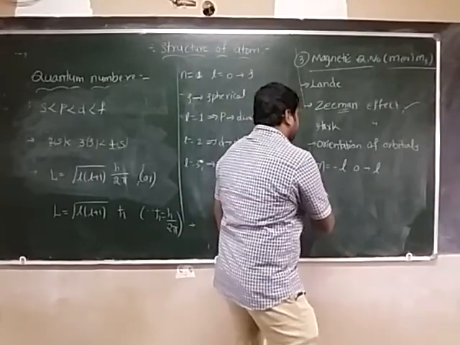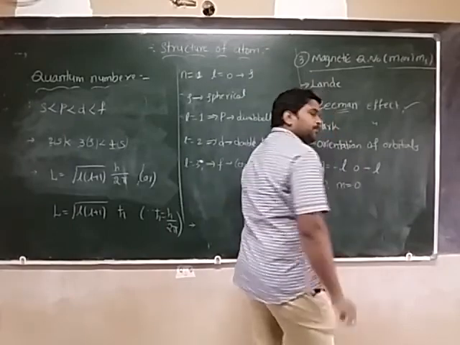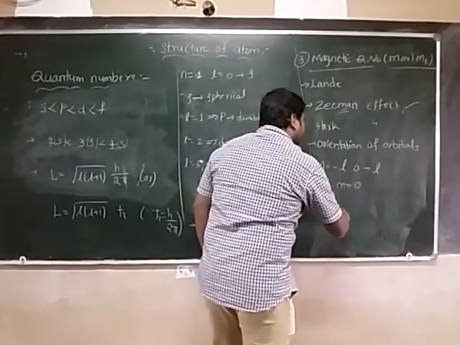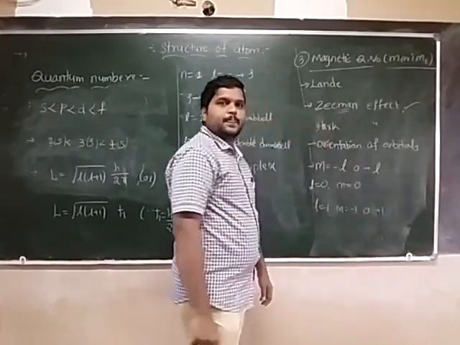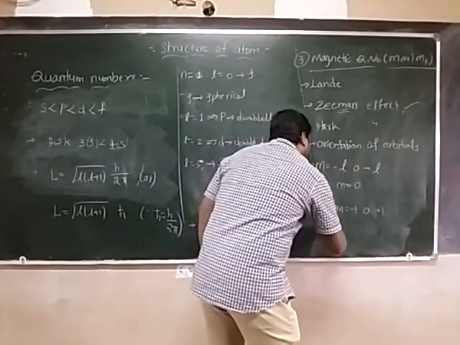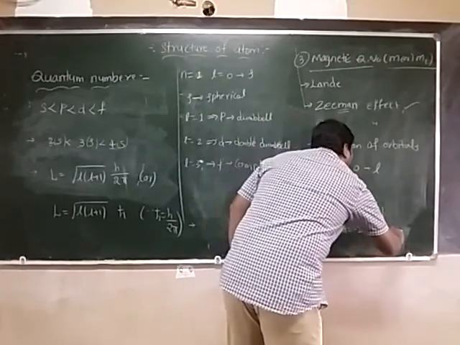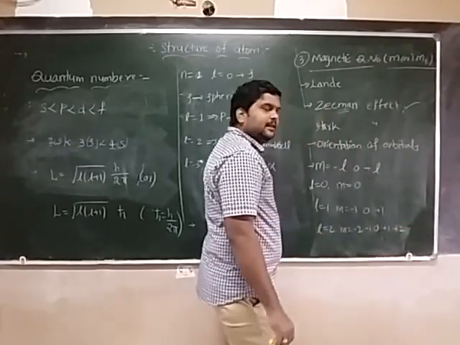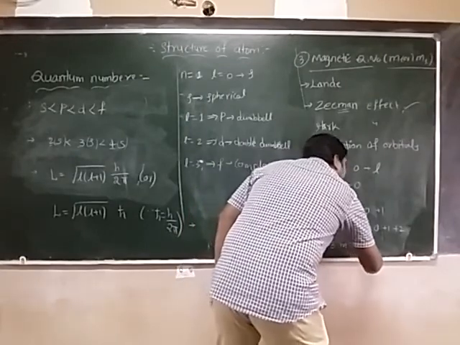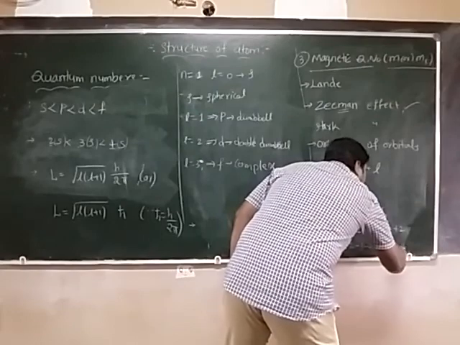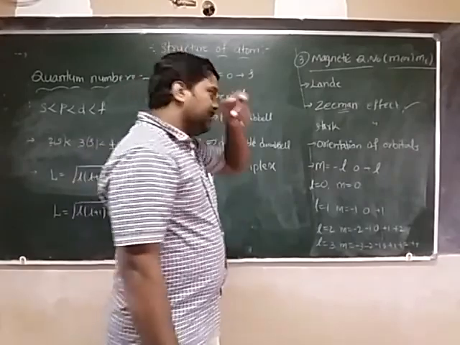So how can you see the values? L is equal to 0, for example, m value is 0. If L is equal to 1, m value is minus 1, 0, plus 1. Is it clear? Suppose L is equal to 2, m value is minus 2, minus 1, 0, plus 1, plus 2. Is it clear? If L is 3, m is equal to minus 3, minus 2, minus 1, 0, plus 1, plus 2, plus 3. Is it clear?